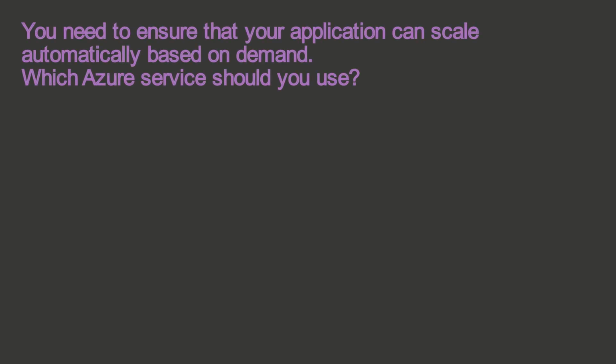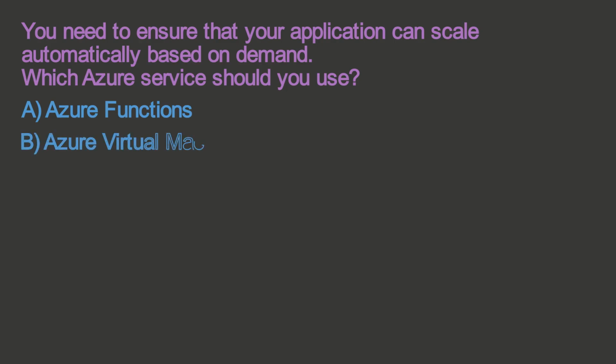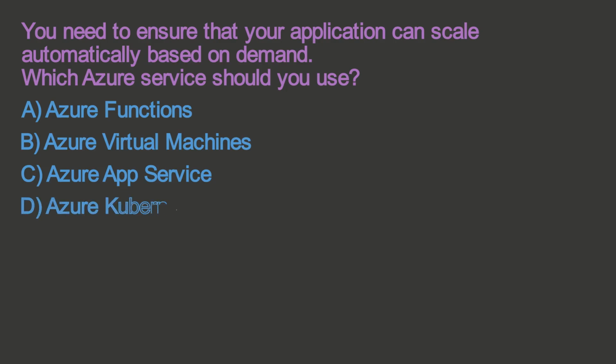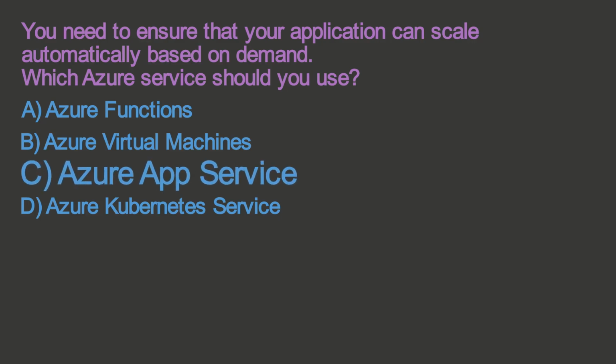You need to ensure that your application can scale automatically based on demand. Which Azure service should you use? A. Azure Functions. B. Azure Virtual Machines. C. Azure App Service. D. Azure Kubernetes Service. The correct answer is C.